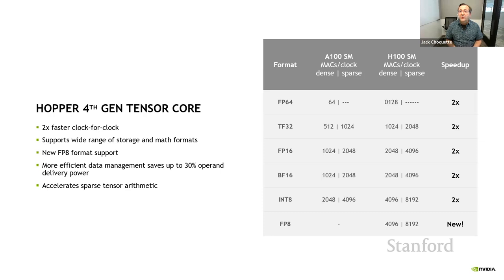In order to keep the Tensor Cores fed and keep the GPU power in check, Hopper Tensor Cores have also improved operand delivery efficiency by 30%. H100, like A100, supports sparse tensor arithmetic, enabling 2x throughput when the data is also sparse.